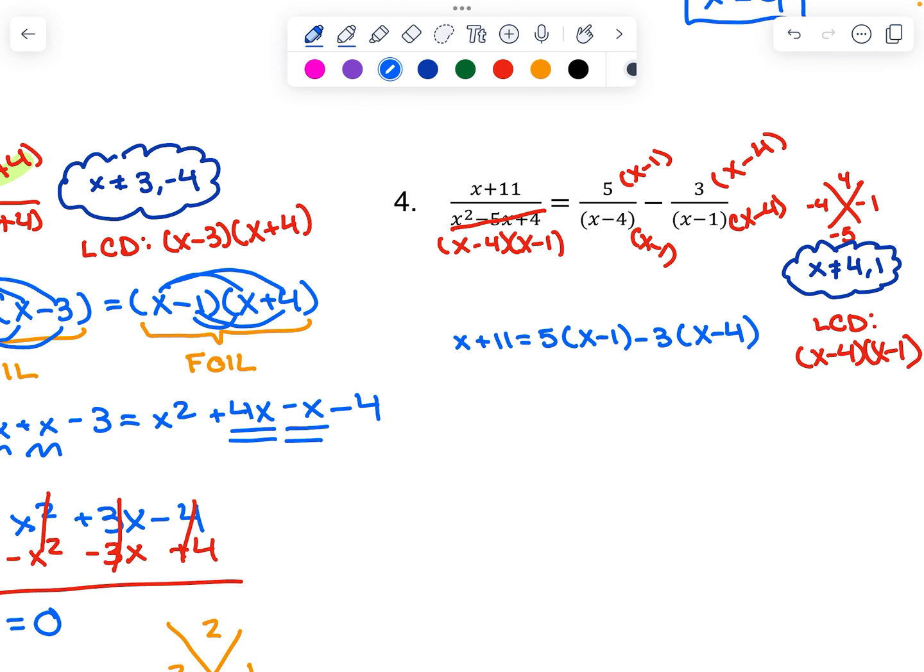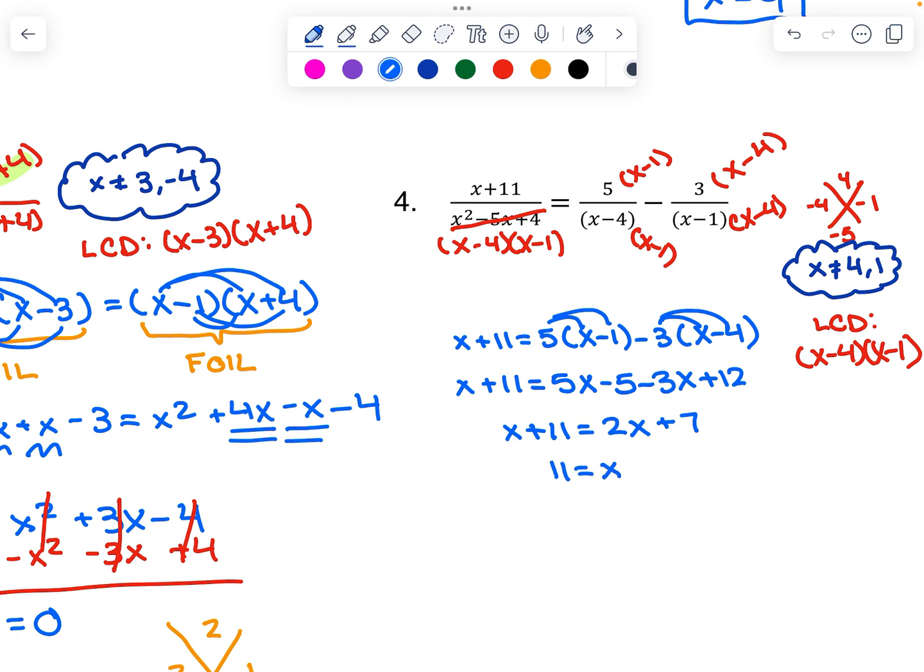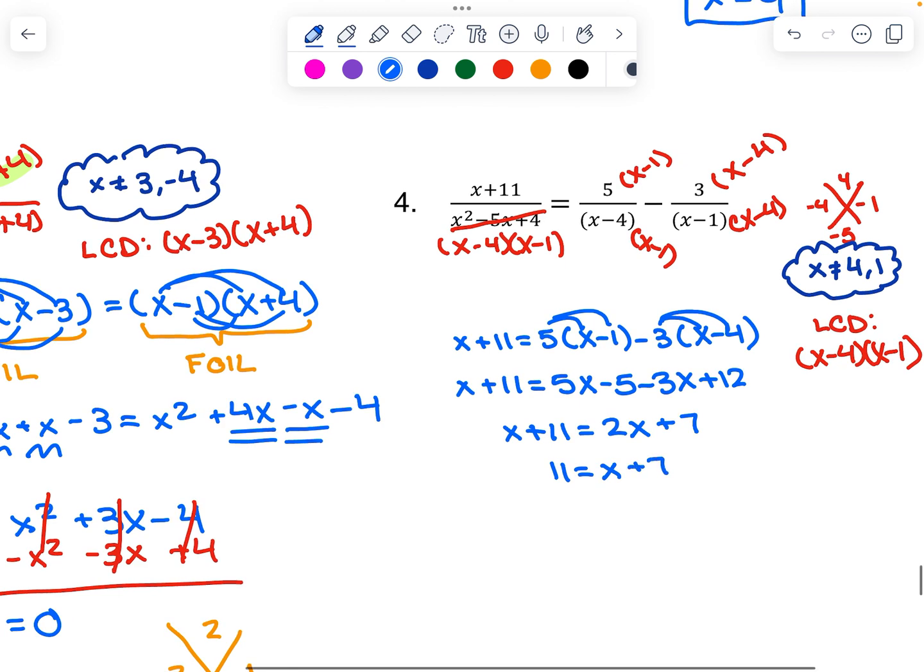Notice that we're distributing a negative there, so you got to watch out. So x plus 11 equals 5x minus 5. Here again, I'm distributing this negative 3x plus 12. I'm going to combine my like terms on the right side. 5x minus 3x is 2x. Negative 5 plus 12 is a positive 7. I'm going to subtract x, which leaves me 2x minus x is x. I'm going to subtract 7, which leaves me with x is 4.